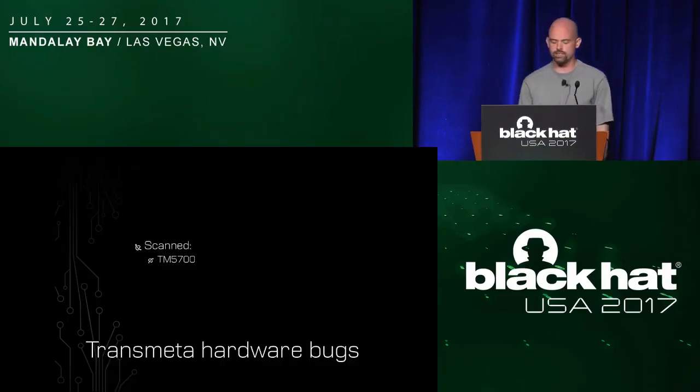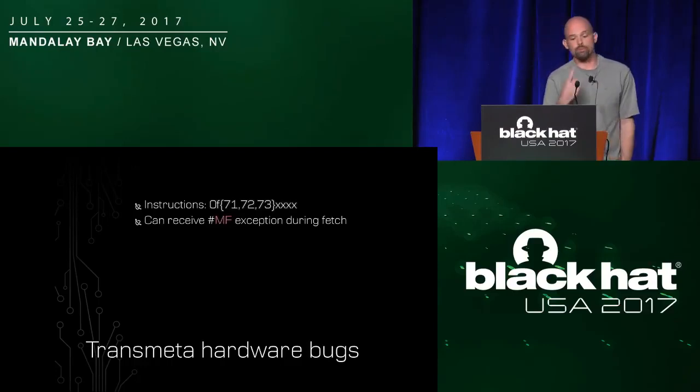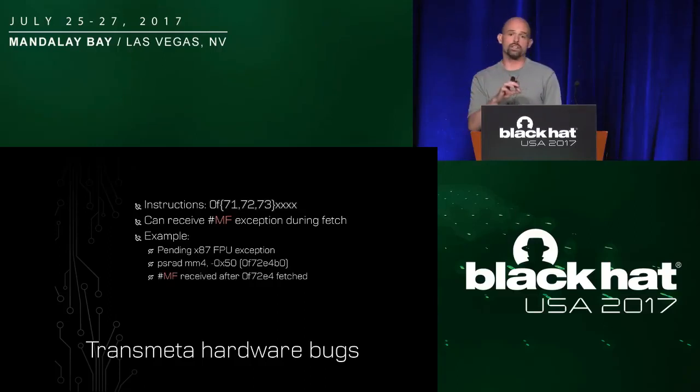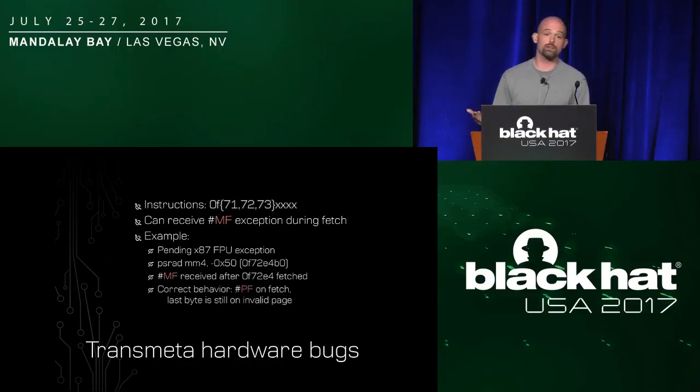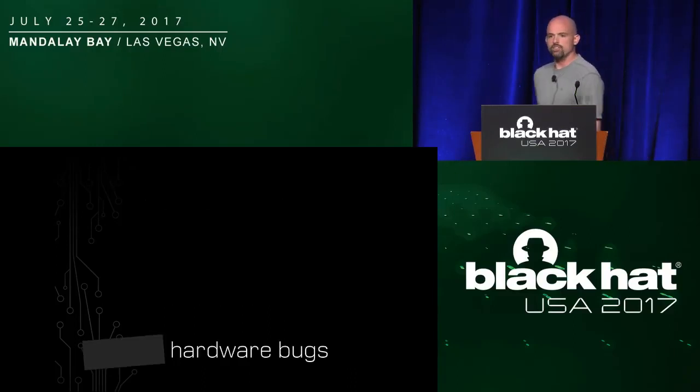I scanned a Transmeta processor. Transmeta is not especially popular anymore, but they were kind of interesting a couple of years back. I found some interesting results in the Transmeta, where this series of instructions, 0F 71, 72, or 73, could generate a floating point exception during the instruction fetch phase. So if you had a floating point exception pending and you tried to execute one of these instructions, you would get a floating point exception before the instruction was completely fetched. That's also not the correct behavior. The correct behavior here is to get a page fault during the instruction fetch. Again, very minor errata that you would never see in any normal situation, but it's still a bug in hardware.